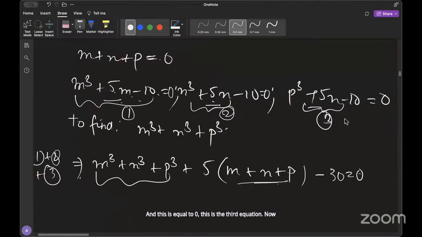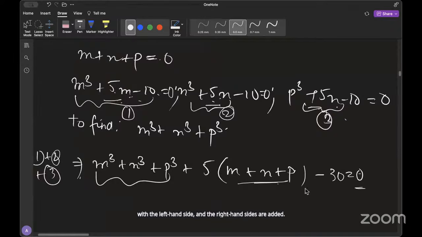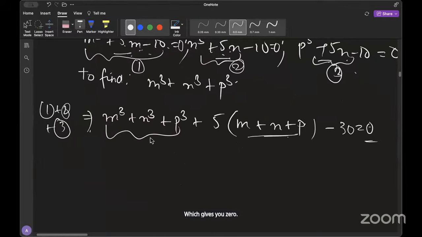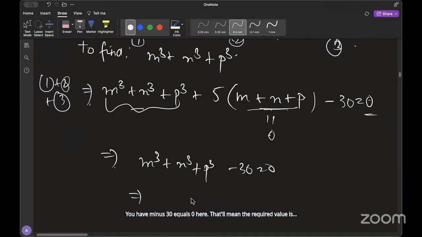Now you have three equations, and you have added those three equations. The left hand sides are added with the left hand sides, and the right hand sides are added, which gives you 0. Now you have to find this value, and this is given to be 0. This implies m cube plus n cube plus p cube minus 30 equals 0 here. That will mean the required value is 30, right?